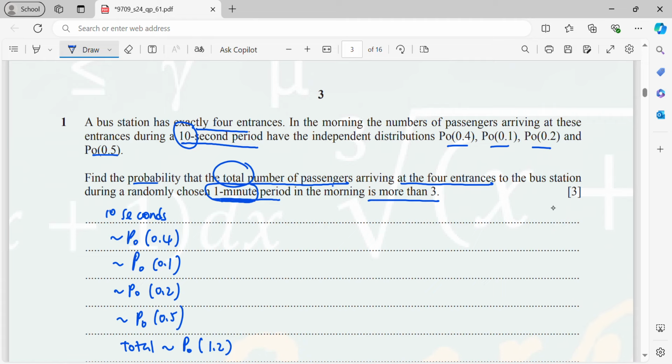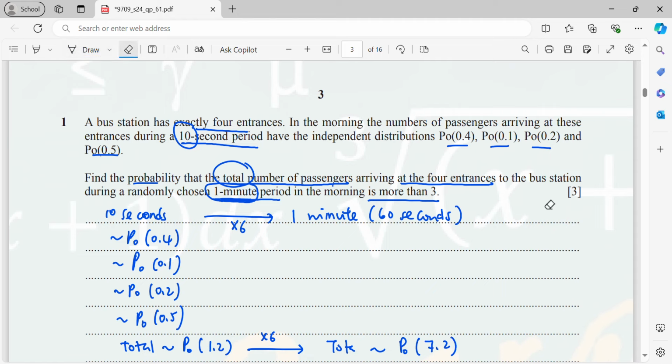And now we are considering 1 minute. So 10 seconds into 1 minute. 1 minute is basically 60 seconds, which means you need to times 6. So therefore, for the 1 minute, my total passengers will be Poisson distributed. Here you times 6. So 1.2 times 6, that is 7.2. So that is my new Poisson distribution.